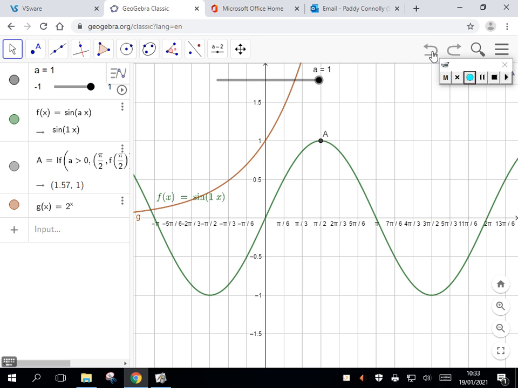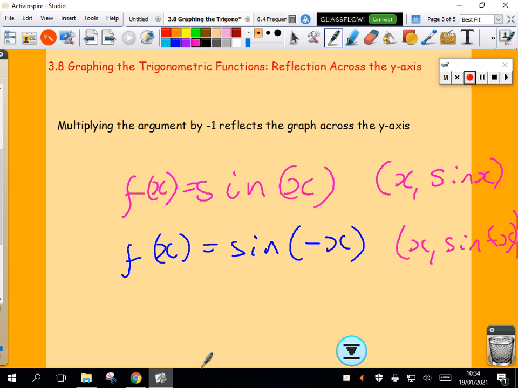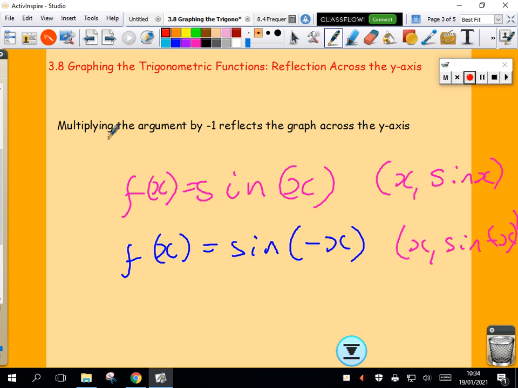Okay, so the key takeaway, the key detail, is that multiplying the argument by -1 reflects the graph across the y-axis, not across the x-axis. Multiplying the argument by -1 reflects the graph across the y-axis. Okay, learn it, practice, try setting it up on GeoGebra. Make sure you know that rule. You just gotta know it. It's as simple as that.